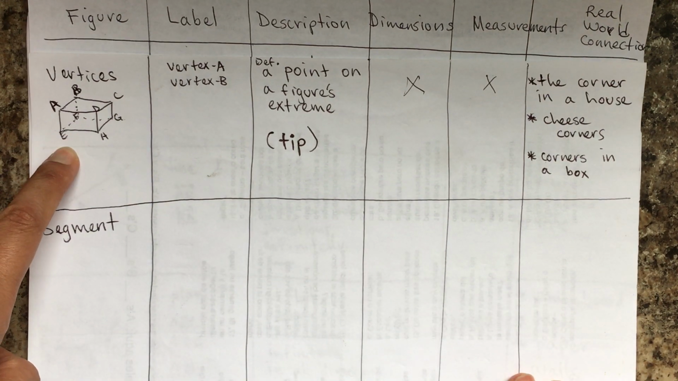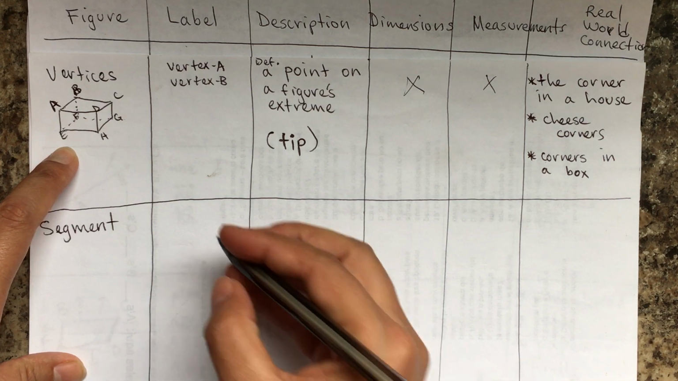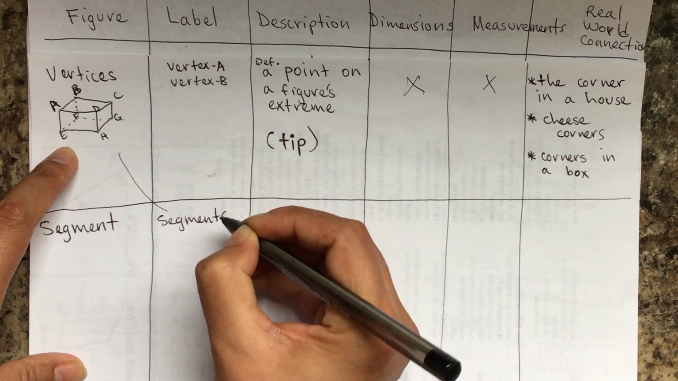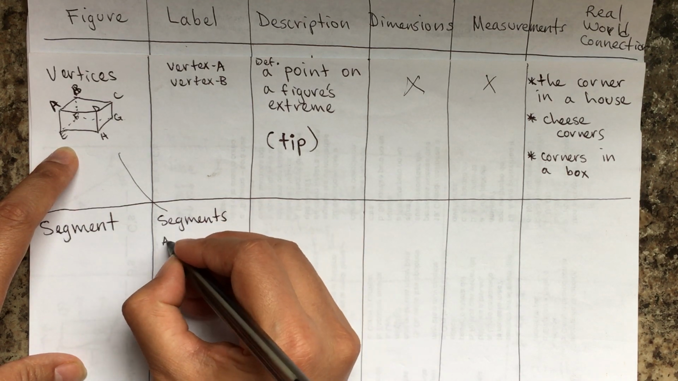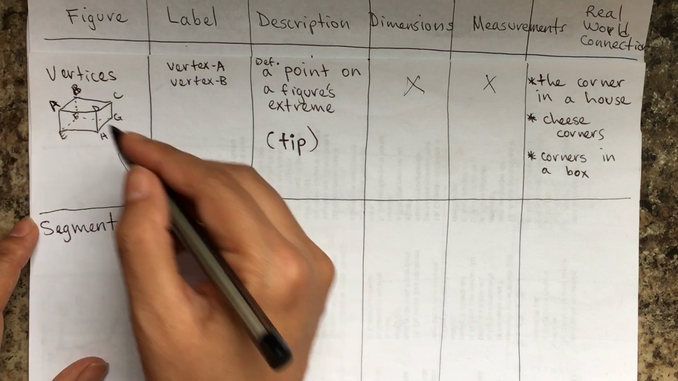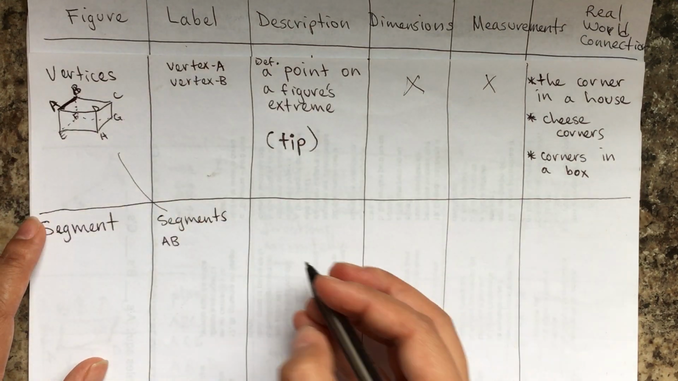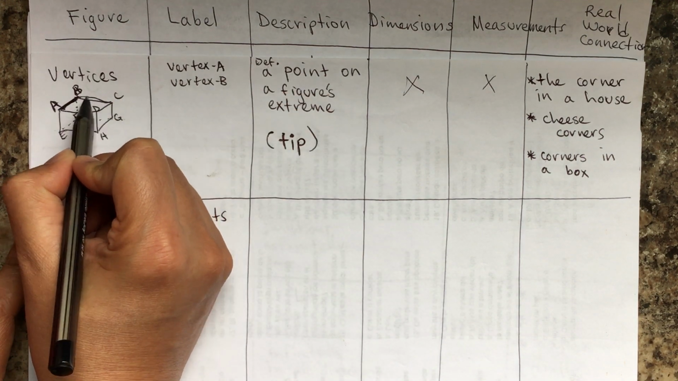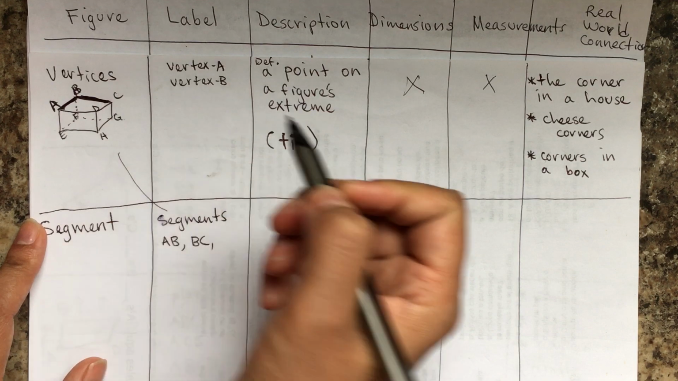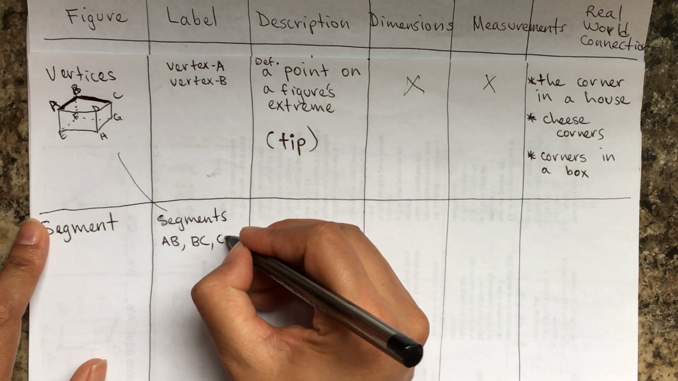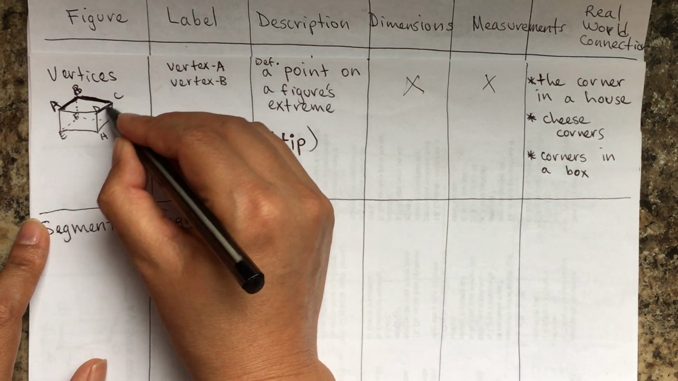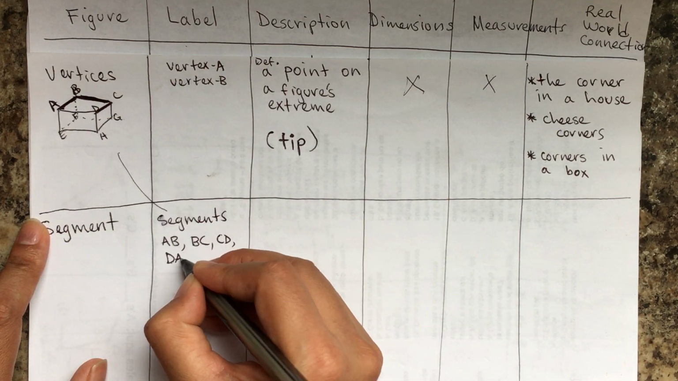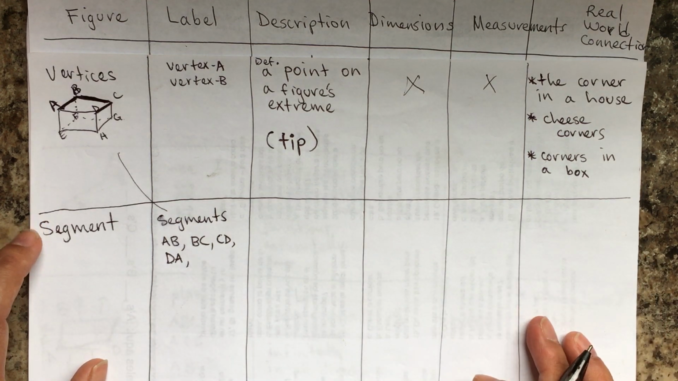And from this box, we can say segments AB. So from here to here, it's talking about this right here. BC. So we're not talking about this segment right here. CD, right here. And then DA, or you can call it AD, it doesn't matter.